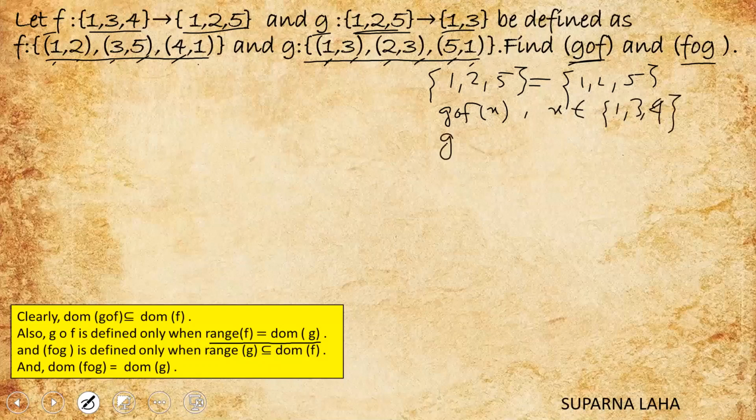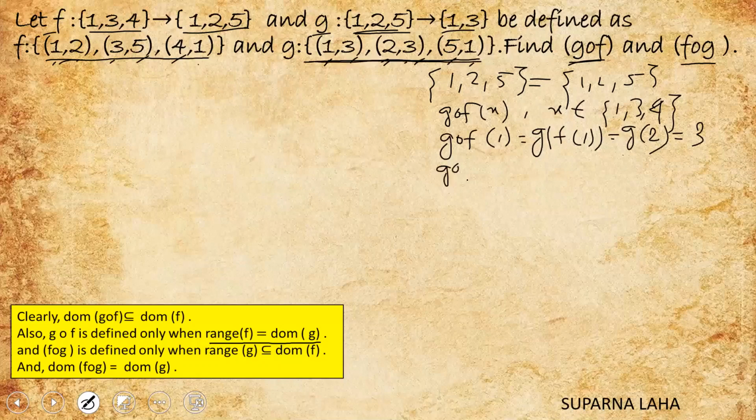Now check g of f of 1. What is f of 1? The image of 1 is 2. That is g of 2. What is g of 2? g of 2 is 3, by the definition of the function g.